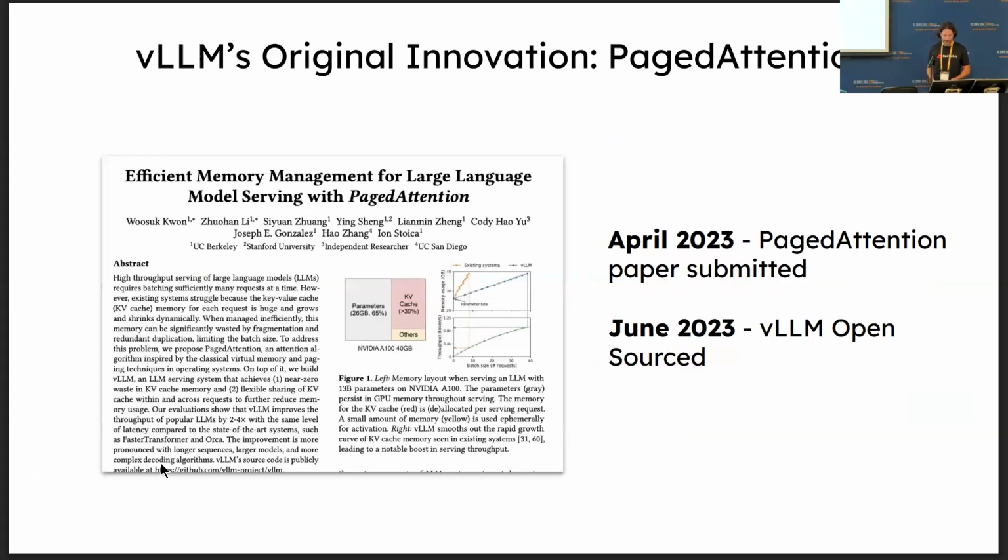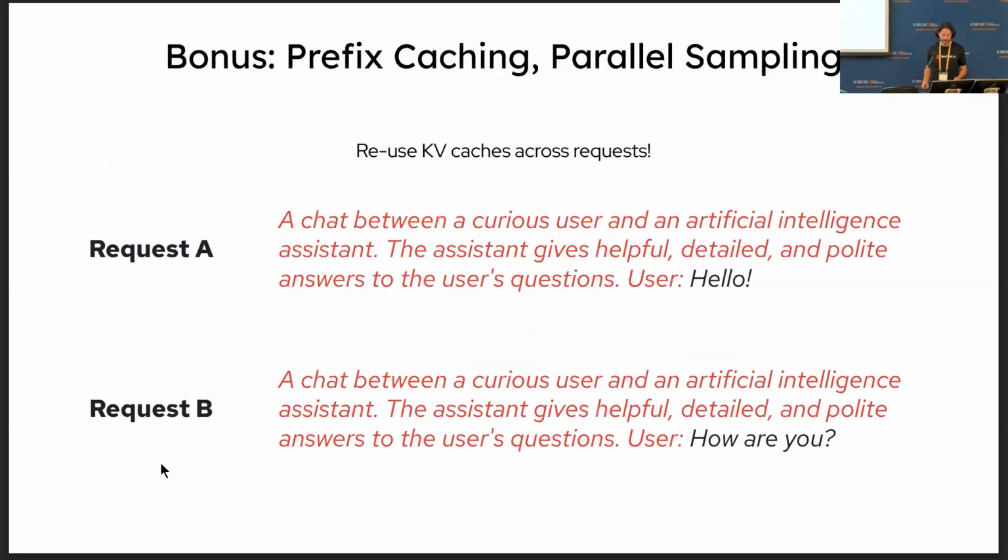This is just another picture showing the mapping. So this was the original paper that came from the UC Berkeley Sky Computing Lab. Woosuk and Zhuohan were the primary authors about 2 years ago now, and then it was open sourced as a project, vLLM, in June 2023.